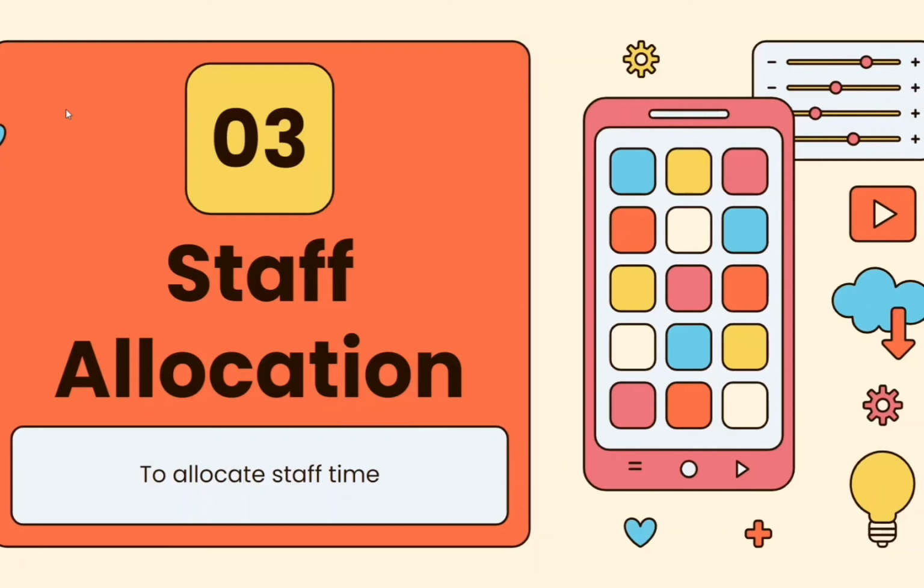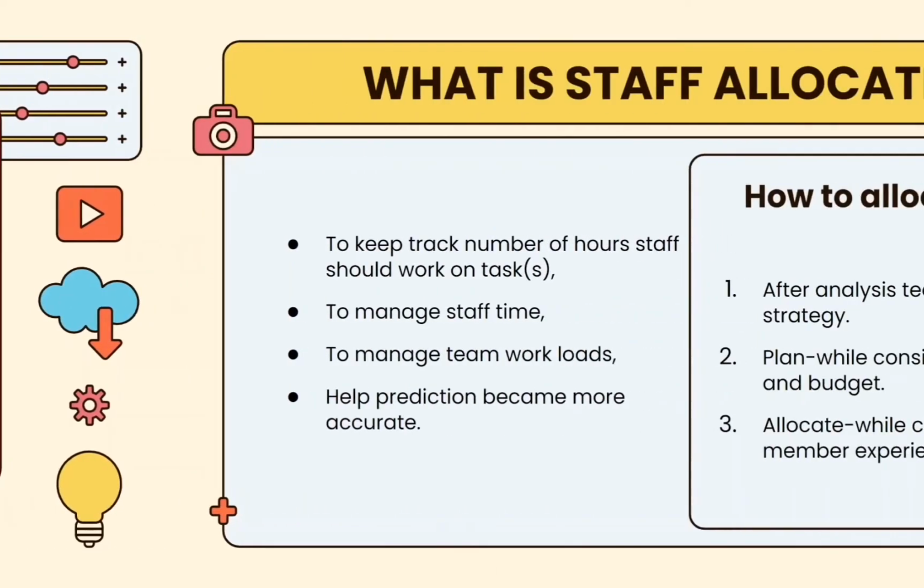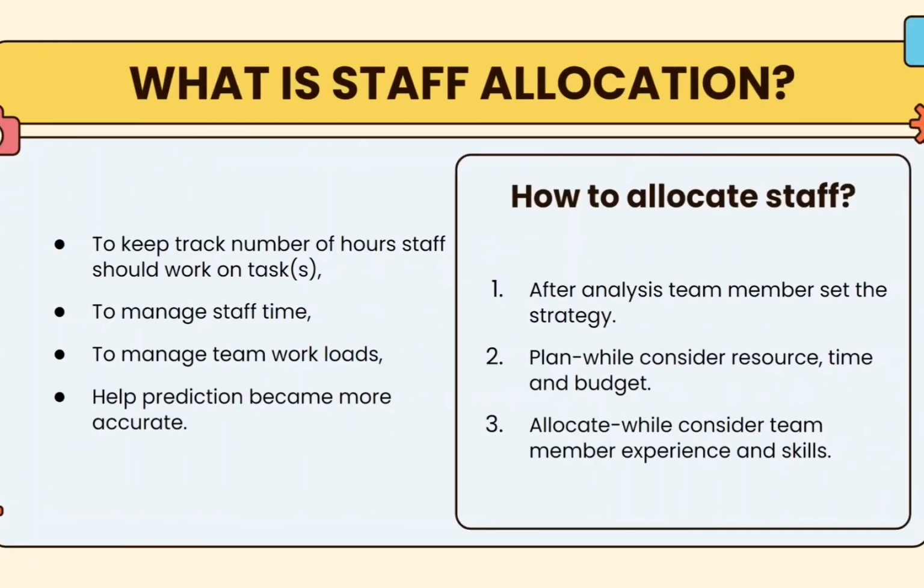I'm going to present about staff allocation. Basically, staff allocation is made to allocate staff time. What is staff allocation? We make staff allocation to keep track of the number of hours staff should work on tasks, manage staff time, manage team workloads, and help make predictions more accurate.